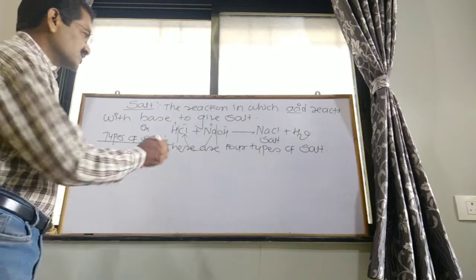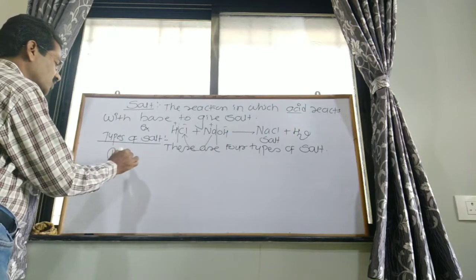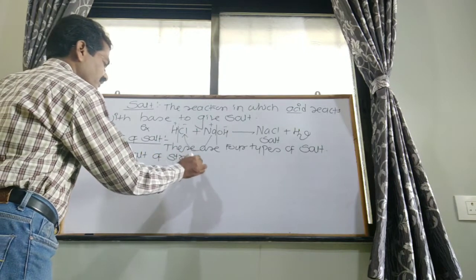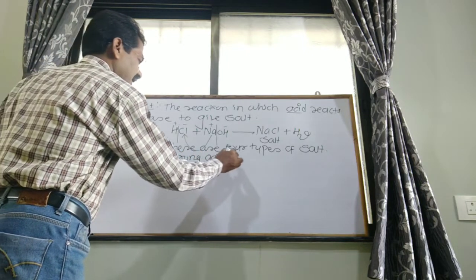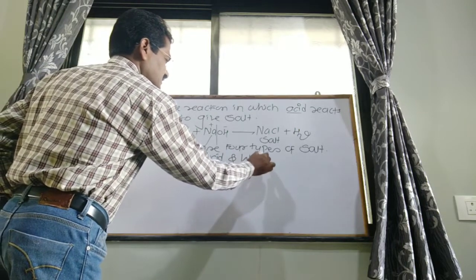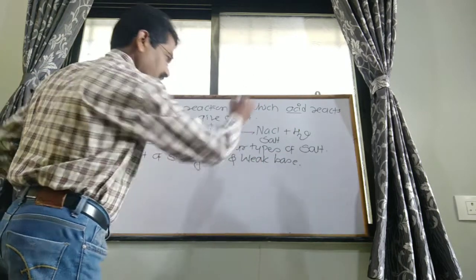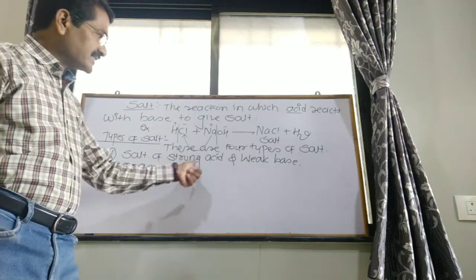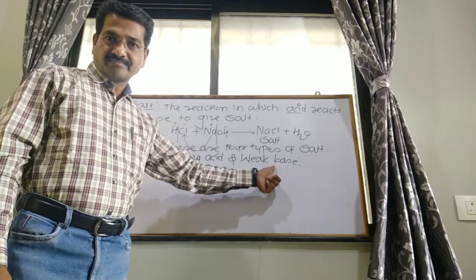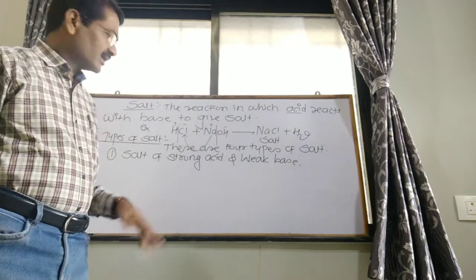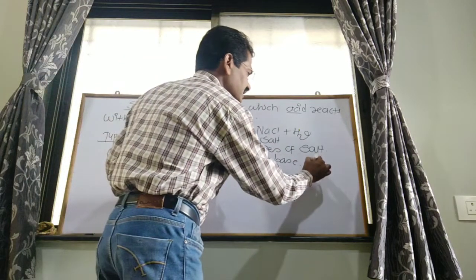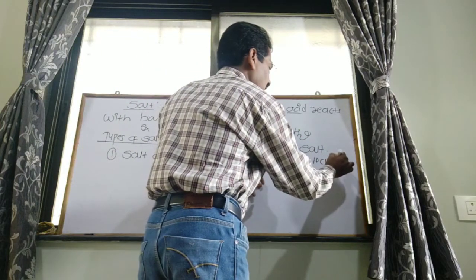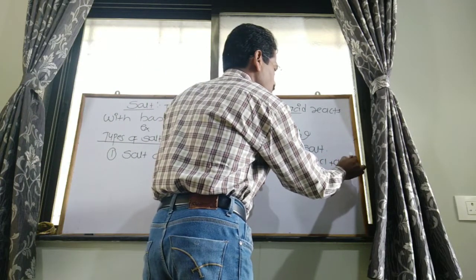Name of that. First salt, salt of strong acid and weak base. First type of salt, the salt of strong acid and weak base. Any strong acid. Suppose strong acid HCl, weak base acetic acid CH3COOH.